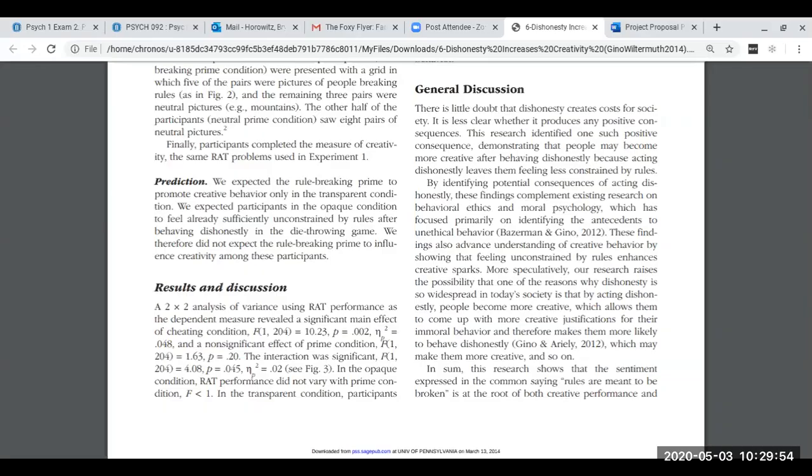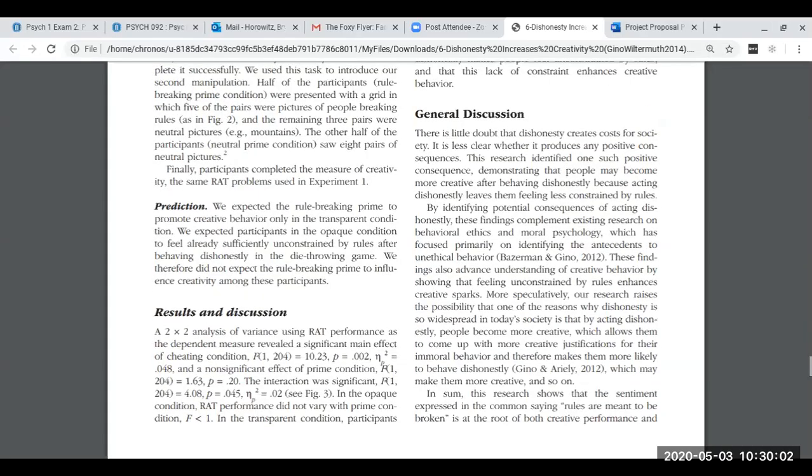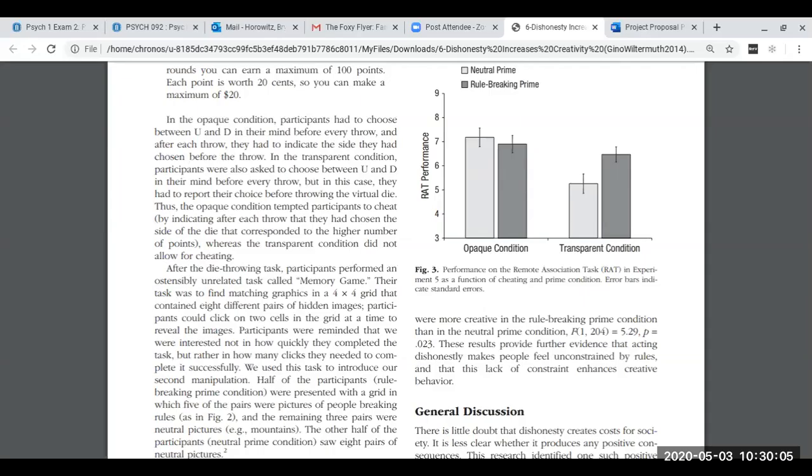In the opaque condition, RAT performance did not vary with prime condition. So F was less than 1. In the transparent condition, we see that there were more creative people in the rule-breaking prime condition than in the neutral prime condition. And these results provided further evidence that acting dishonestly makes people feel unconstrained by rules, and this lack of constraint enhances creative behavior. So if we really are going to concentrate on a study for this as your seed study, the fifth one is the perfect one. Of course, they used a bar graph, and you can see where a line graph would be much easier to see an interaction here.